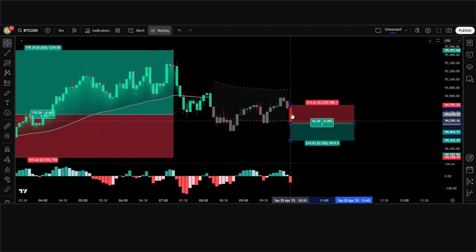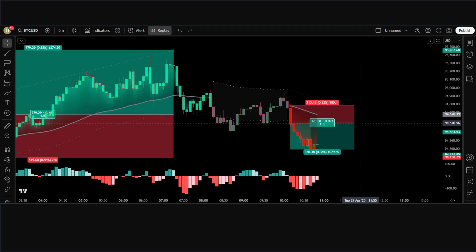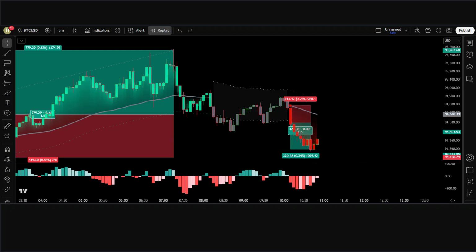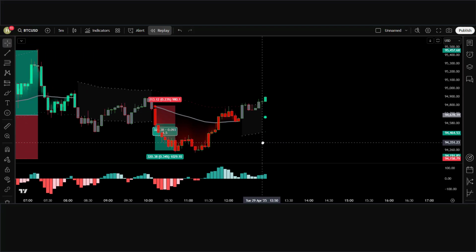Our stop loss will be placed at the plot line of the range filter, and the risk to reward ratio will be 1:1.5. Let's see what happens to our trade. We have won the trade. Wait for the next signal. We have got the signal.